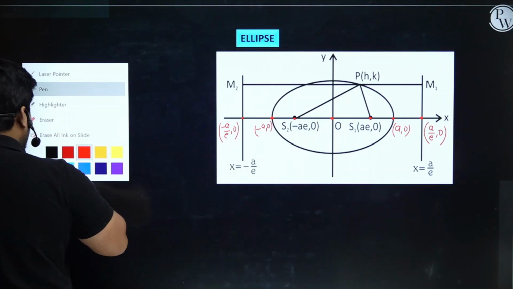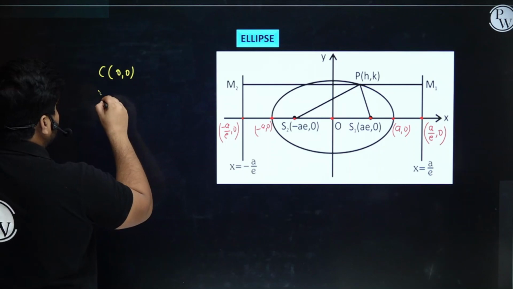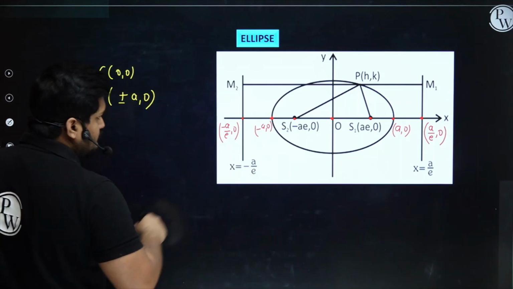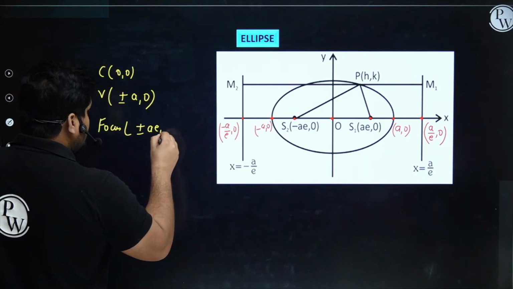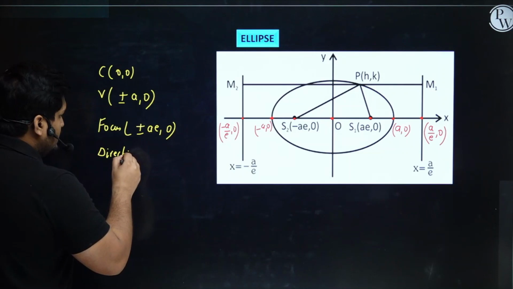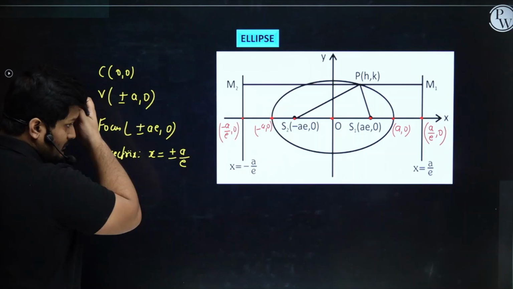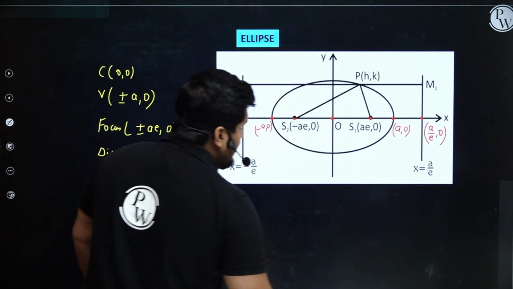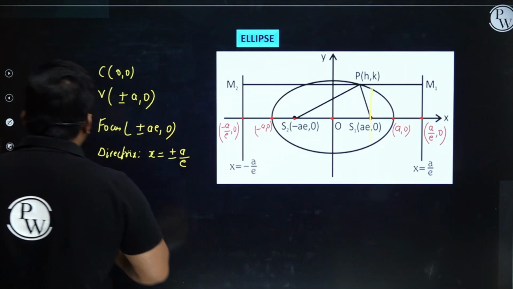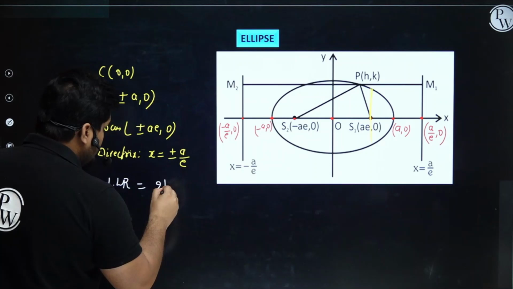Center is 0 comma 0. Vertex is plus minus A comma 0. Then focus is plus minus AE comma 0. What else? The directrix equation will be x equal to plus minus A by E, right? So these are the basic things here. And again, if you find the length of latus rectum, you just join this. So the length of latus rectum, guys, will be equal to 2b square by A here.